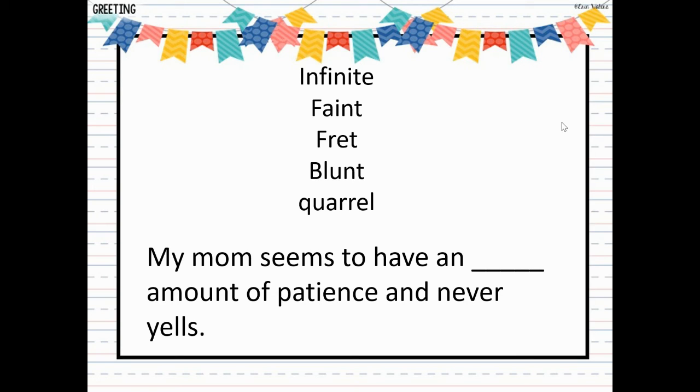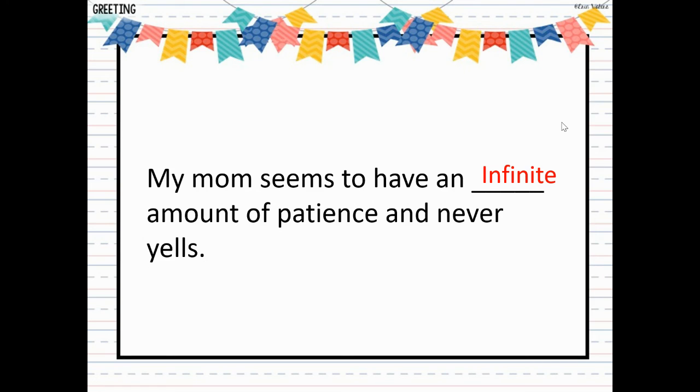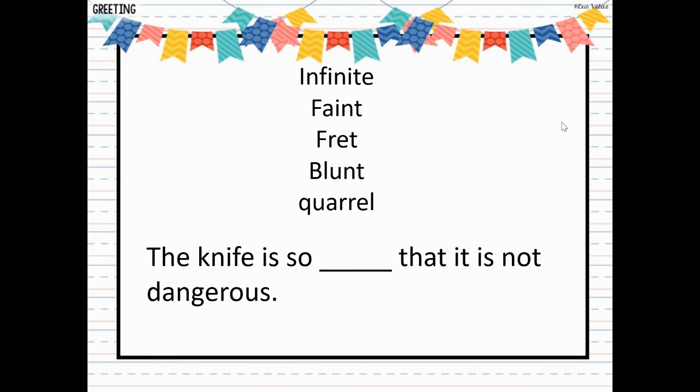Our next sentence, my mom seems to have a blank amount of patience and never yells. Think about your word choices. The word that goes here is infinite. Infinite amount of patience. Remember, infinite means never ending. So if your mom is always calm and doesn't yell, good for you.